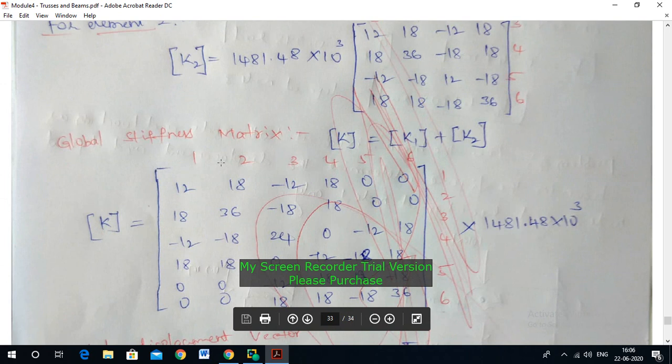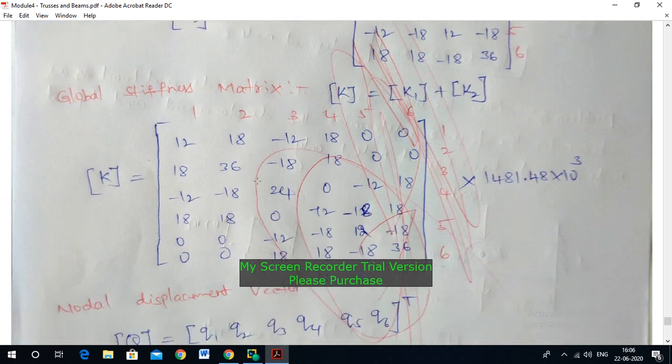Next, the global stiffness matrix K is equal to K1 plus K2. Therefore add. Since the beam consists of 3 nodes, and each node has 2 degrees of freedom, that is 2 nodal displacement values, 3 into 2 is a total of 6. I will get a 6 cross 6 matrix.